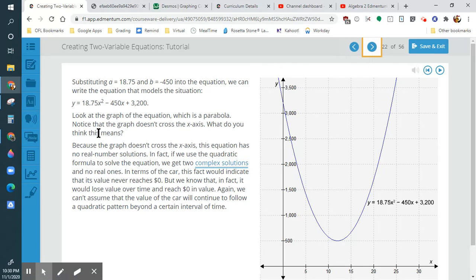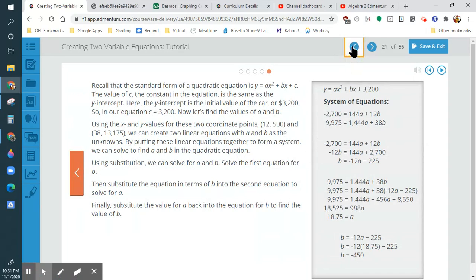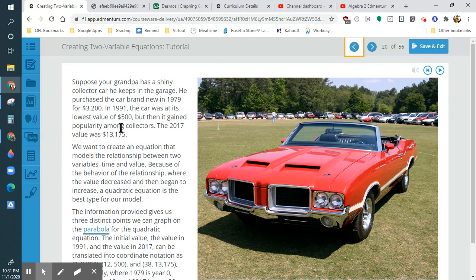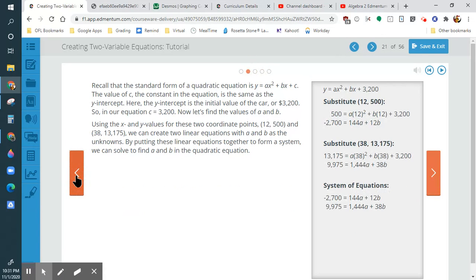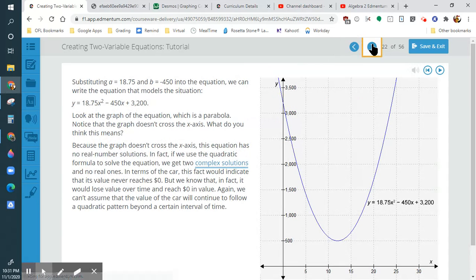So moving on into this. So we're going to substitute those in, and now we have our parabola. And our parabola will include all the points that we talked about. The high point, the low point, and the point that it was, what was it, like 16 years later? Give me a second here. 38 years later, once it became a classic.